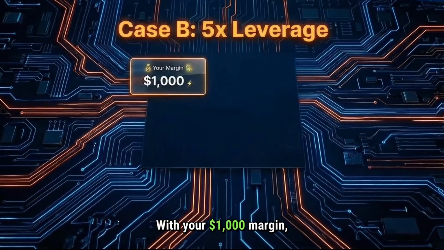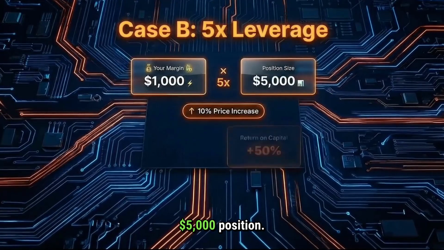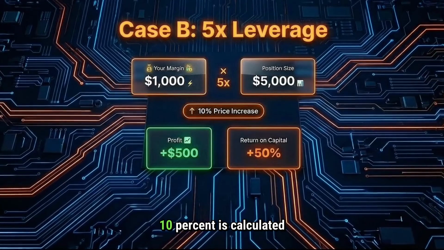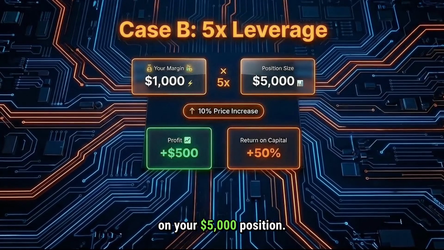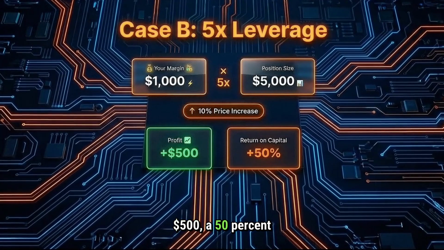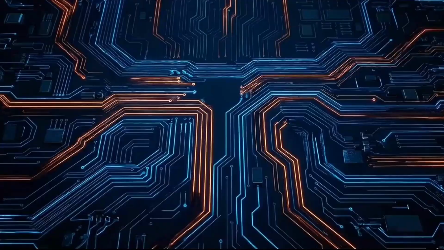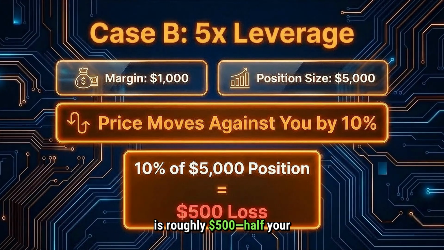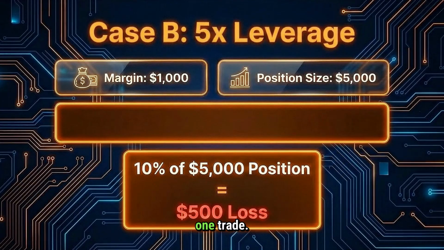Now, case B, 5x leverage. With your $1,000 margin, you now control a $5,000 position. If the price moves up 10%, that 10% is calculated on your $5,000 position. Your profit is roughly $500, a 50% gain on your initial capital. But if the price moves against you by 10%, your loss is roughly $500. Half your capital is gone in one trade.